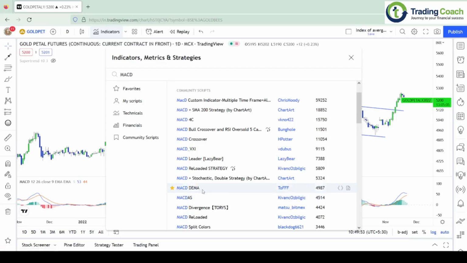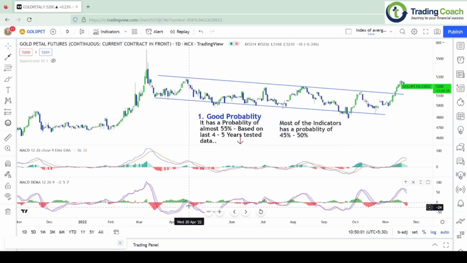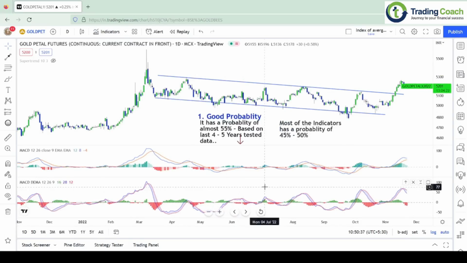You need to click on this MACD DEMA. Let me just click on this. The indicator is already added on the chart over here. Here I have added both the normal MACD as well as MACD DEMA together so that we can see the difference. The major difference is that whenever signals appear on MACD and MACD DEMA, MACD DEMA is giving a signal a little earlier. You can clearly notice it.